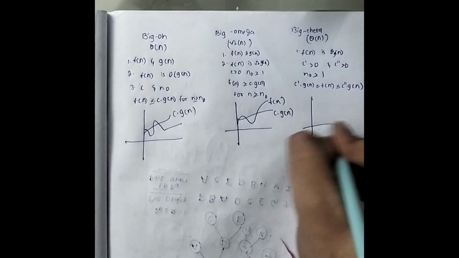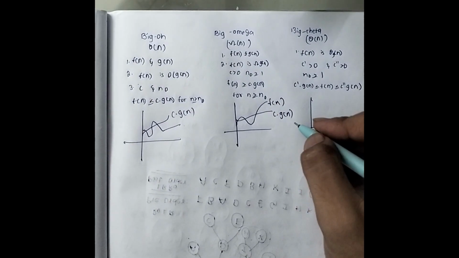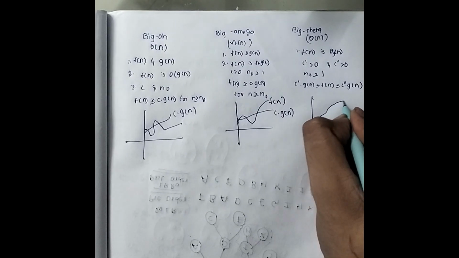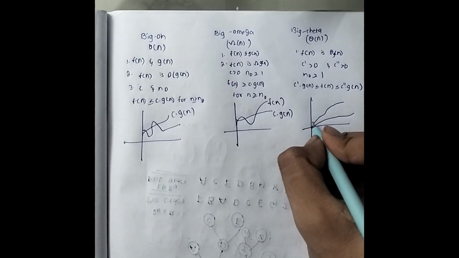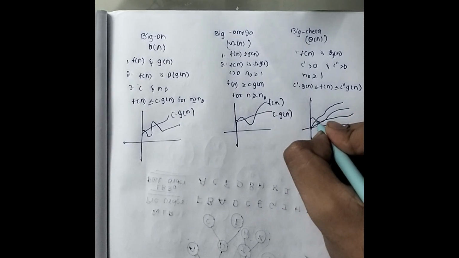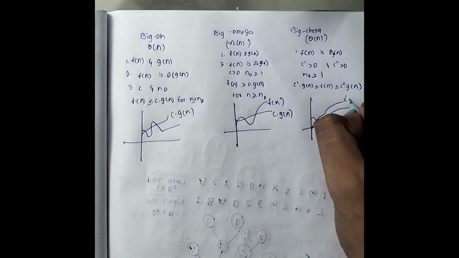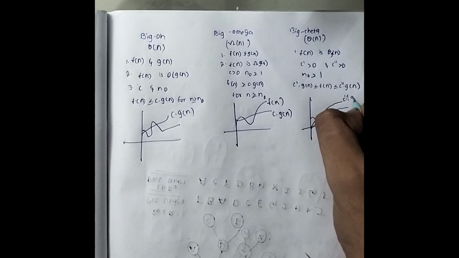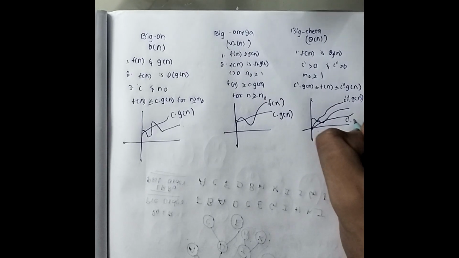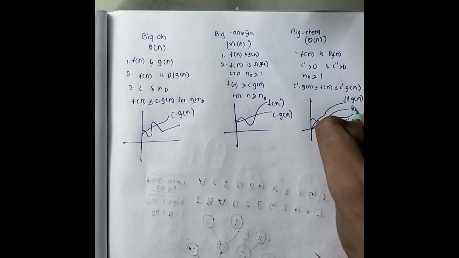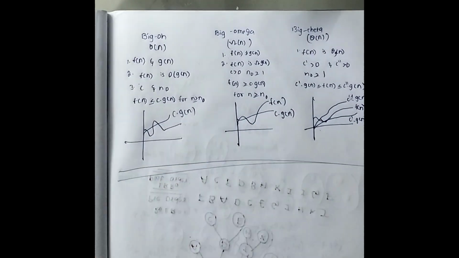If you ask me about this graph, it will be like this. There are two conditions that come from this, and f of n will be in the middle. You can see c double dash into g of n on top, c dash into g of n below, and the middle one will be f of n. So these three main things you have to know.